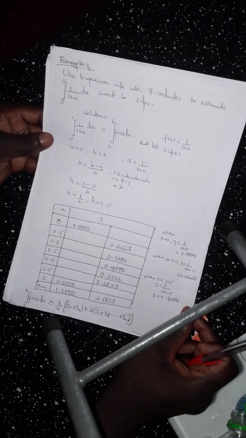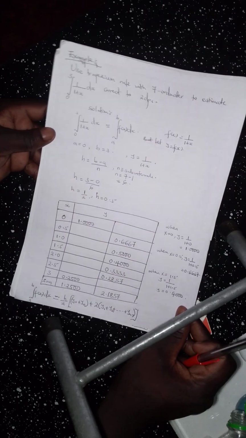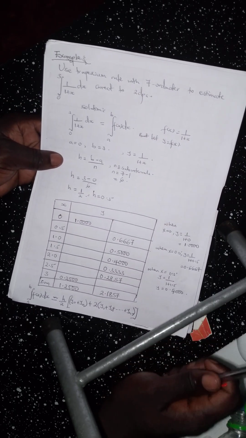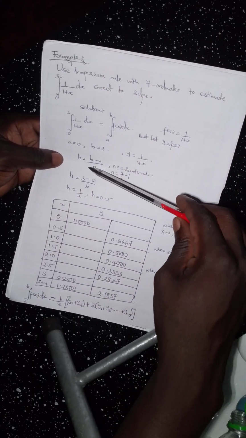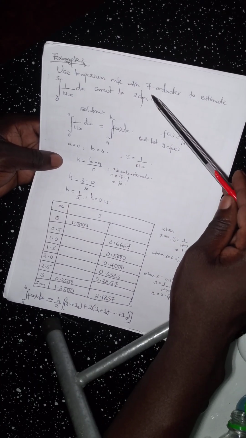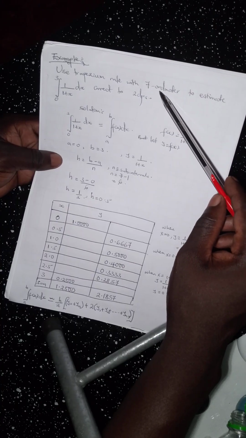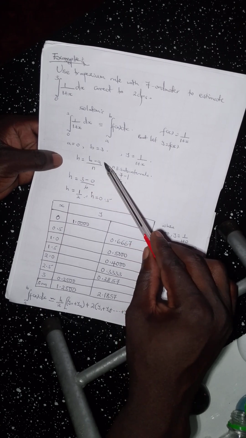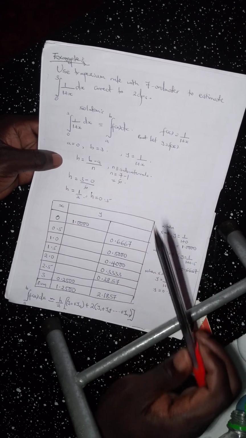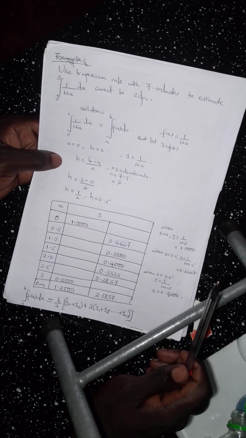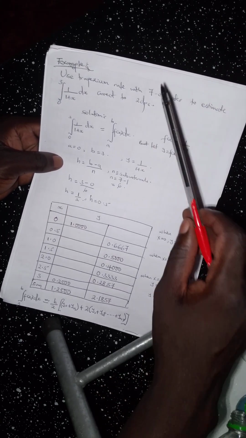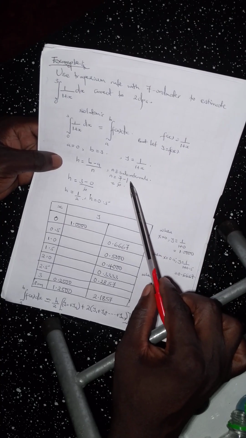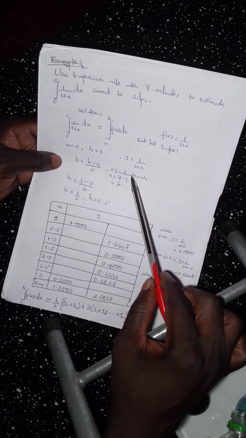Now, having obtained a, b, and y, the next step would now be getting h. So before you get h, you first ask yourself, is what has been provided ordinates or subintervals? You recall that h is b minus a over n, where this n is number of strips or subintervals. Now the question has provided ordinates. So we are going to say 7 minus 1 to get 6 subintervals.